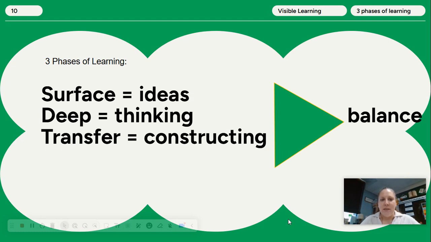So the idea is balance, and the idea is knowing where in each of your students' learning they are. So you may have a group of students that is still in the surface learning phase for a topic. You may have a group of students that has already moved on to the deep learning phase.